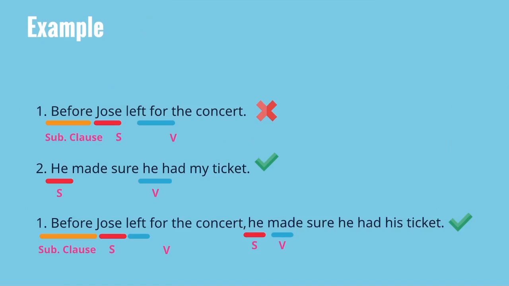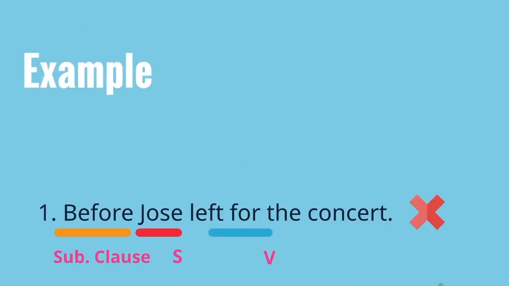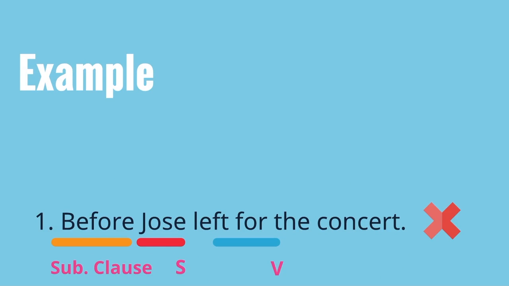Now let's look at an example. So, before Jose left the concert, okay, realize that we have a subordinating clause at the beginning, before. We have a subject and a verb, which, if Jose left for the concert was by itself, would be a complete sentence. But we don't have that. We have a subordinating clause at the beginning.